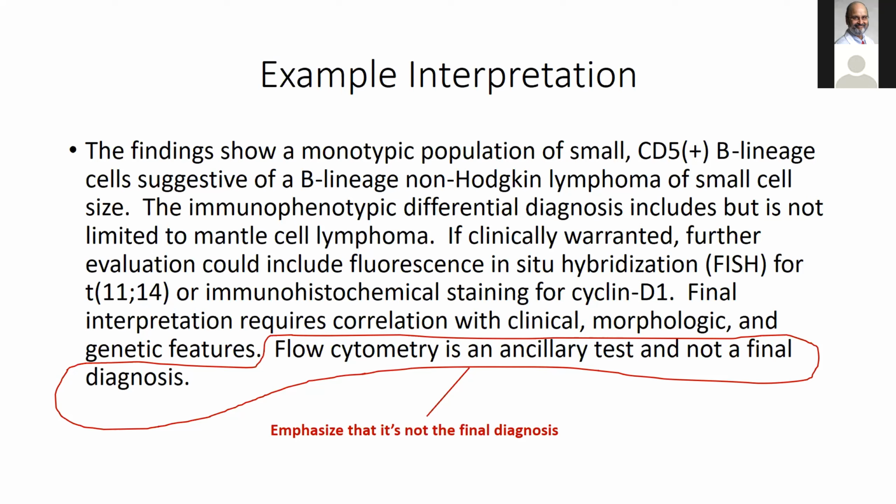The reason that we go through highlighting that these things are not diagnostic is because sometimes people will look at this and they'll see your differential diagnosis, or they'll see something saying most consistent with or characteristic of, and they may think that that is the bottom line diagnosis. And we know that flow cytometry gives us an immunophenotype, which is only one piece of the puzzle. So we need all those other things to come up with a final diagnosis.